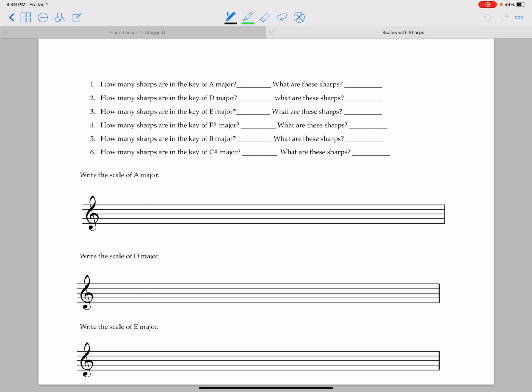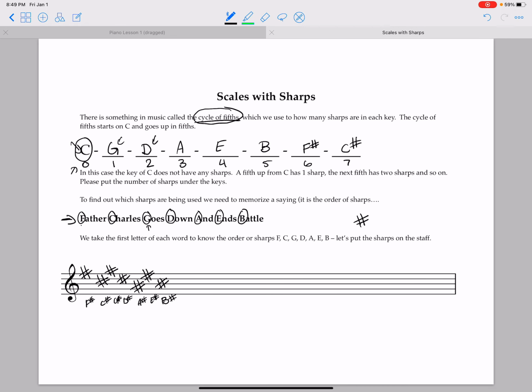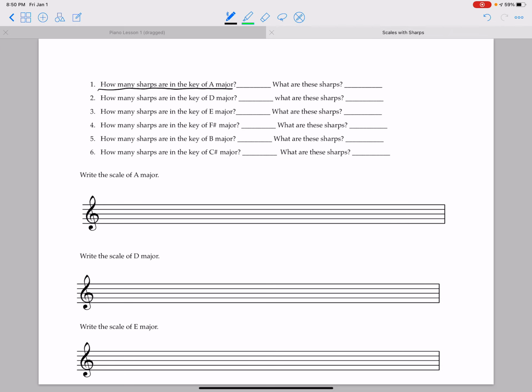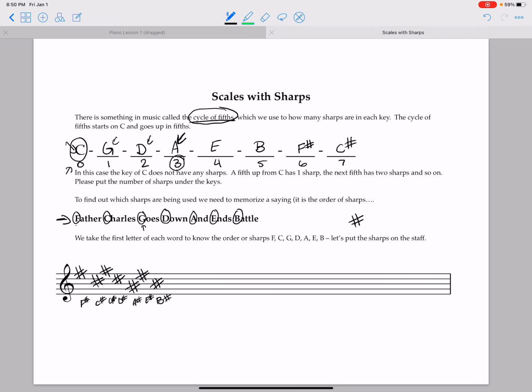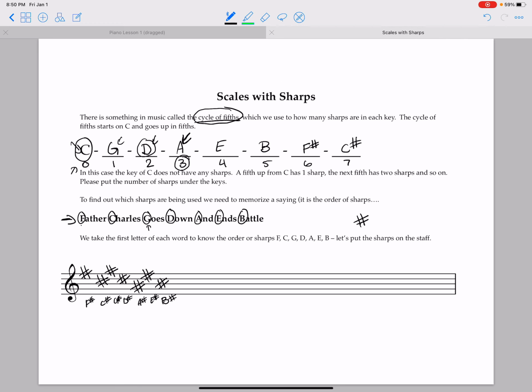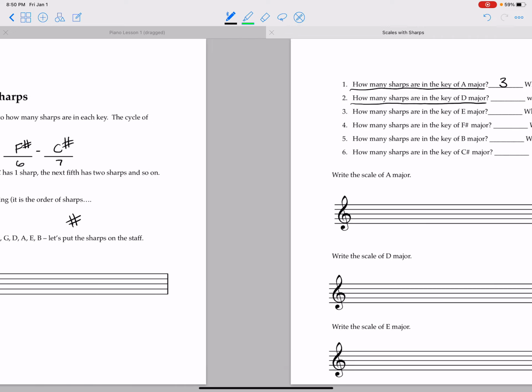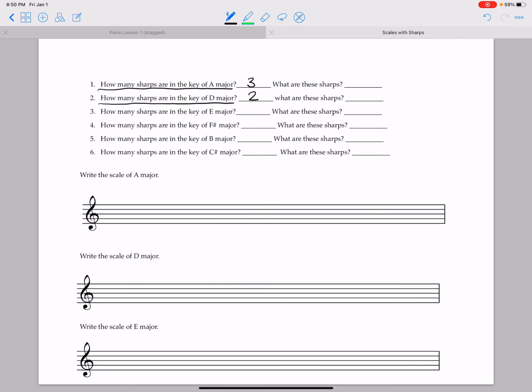Okay, so here's our first question. How many sharps are in the key of A major? So if we go back to our list here, we look at A, which is right here. How many sharps? There are 3 sharps in the key of A major. So we can put 3 in there. And let's go through and do the first part of all these questions. How many sharps are in the key of D major? So if we go to D, which is right here, we can see underneath there's a 2. So there are 2 sharps in the key of D major.